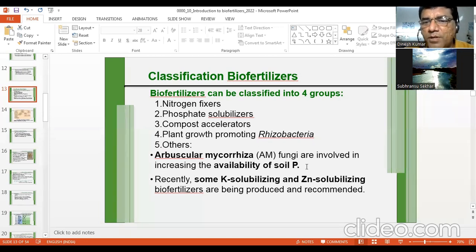Involved in increasing the availability of soil phosphorus, and recently some potassium solubilizing and zinc solubilizing biofertilizers are being produced and recommended. However, it has not reached much popularity among the farmers. There may be some problem with the efficiency of K solubilizing and zinc solubilizing microbes. They are not very much in the field, but they are there, at least for the namesake. So students can remember certain species of organisms that solubilize K and zinc. I will give you the list.